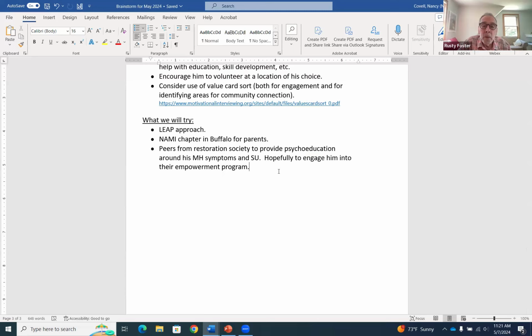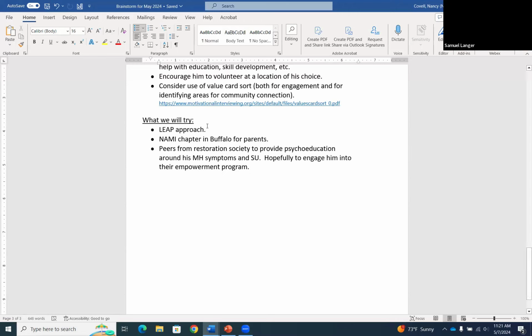And could we switch to Dr. Langer? Dr. Langer, did you have any thoughts on these? Yeah, somebody mentioned the anosognosia, which is basically denial of illness, and certainly a poster child for that. So any approach, whether as I mentioned, a more patient-centered, meet him where he is at this point approach is important. But the LEAP suggestion, I think, is really very, very positive.